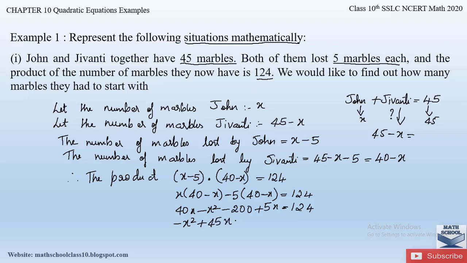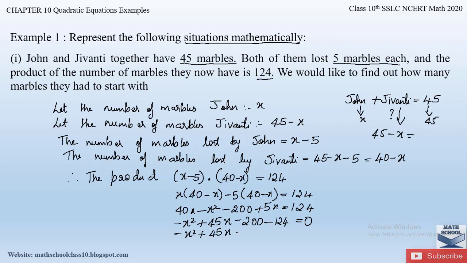45x minus 200. Now let us transfer this 124 to the left hand side. Since it is plus, it will become minus 124 is equal to 0. So let us add minus 200 and minus 124. So this will be minus x square plus 45x.